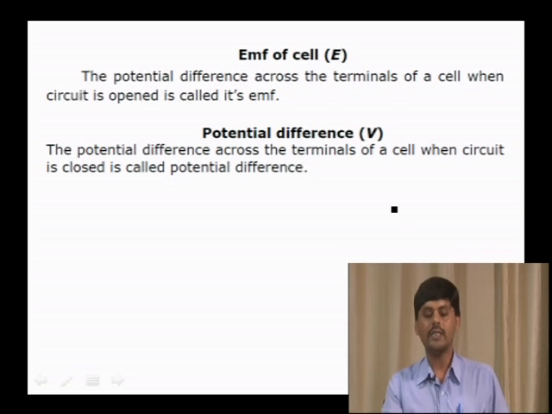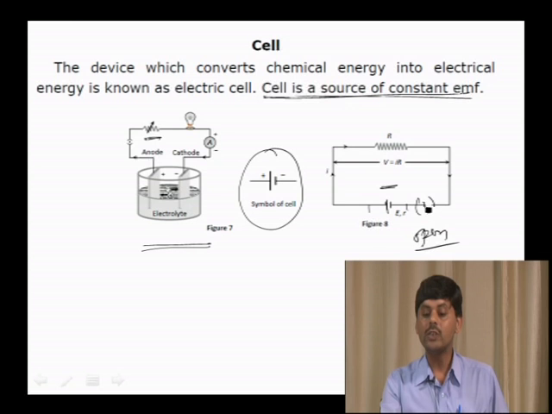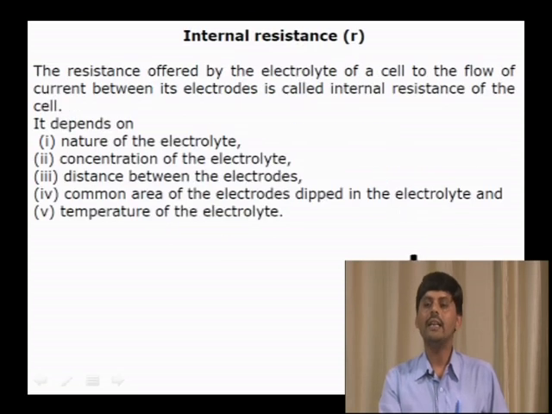Simply we call it the terminal potential difference. It is the potential difference across the terminals of the cell when the cell is closed. If the cell is closed and we measure the potential difference across the cell, then we refer to it as the terminal potential difference.